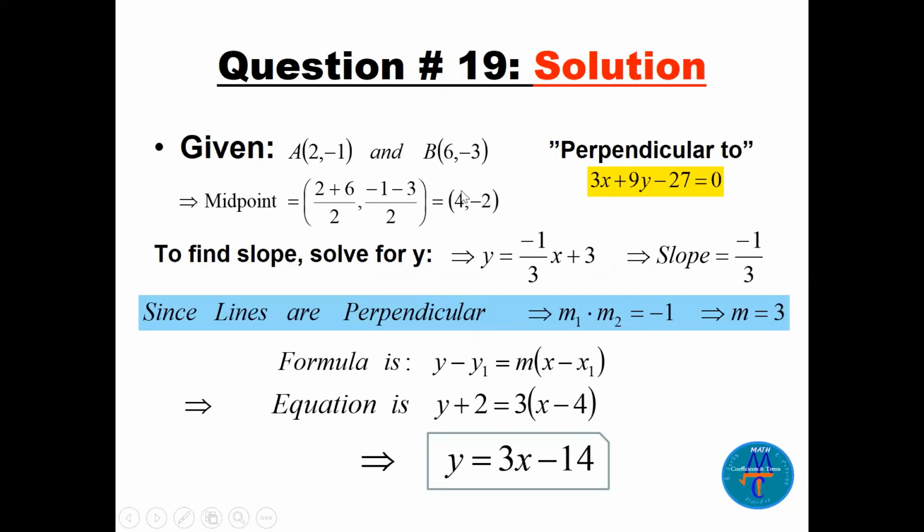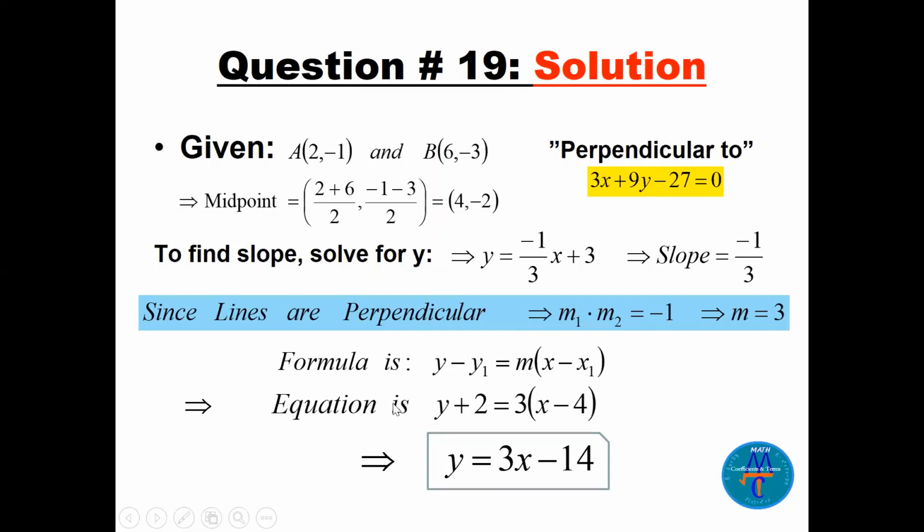So let's find the midpoint. I call it the midpoint here. So the midpoint, x1 plus x2 over 2, y1 plus y2 over 2, so it's 4 minus 2. That's the point I'm going to use here in the formula. You see the formula, y minus y1 equals m into x minus x1. So x1, y1, I use it from the formula.